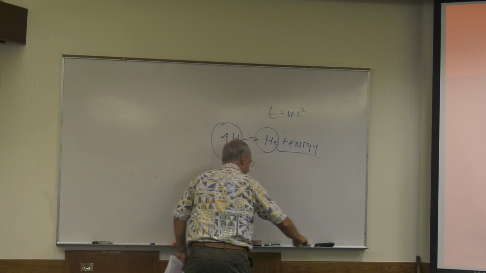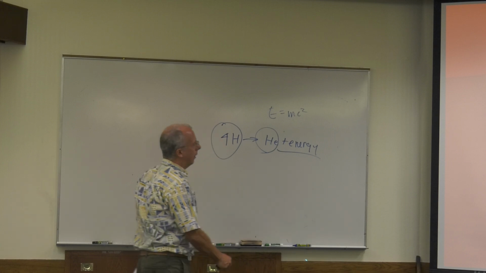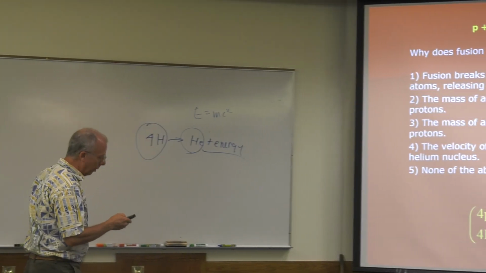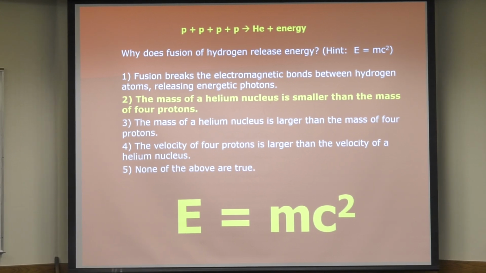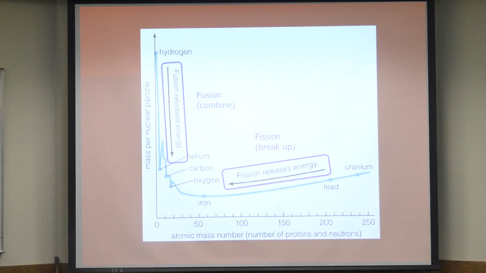So, what's the right answer? The right answer is 2. The mass of the helium nucleus is smaller than the mass of the 4 protons. All right? This has a higher mass than that. Where did the missing mass go? It became energy. So that's an incredibly important concept. Make sure you understand it.